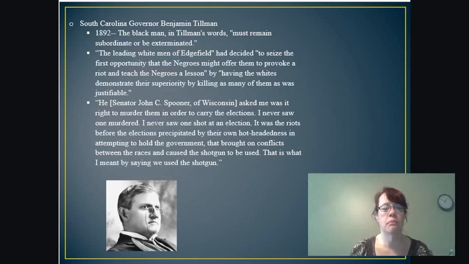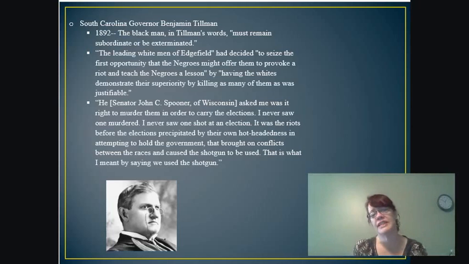I never saw one murdered. I never saw one shot at an election. It was the riots before the elections, precipitated by their own hot-headedness in attempting to hold government, that brought on conflicts between the races and caused the shotgun to be used. And that is what I mean by saying we use the shotgun.